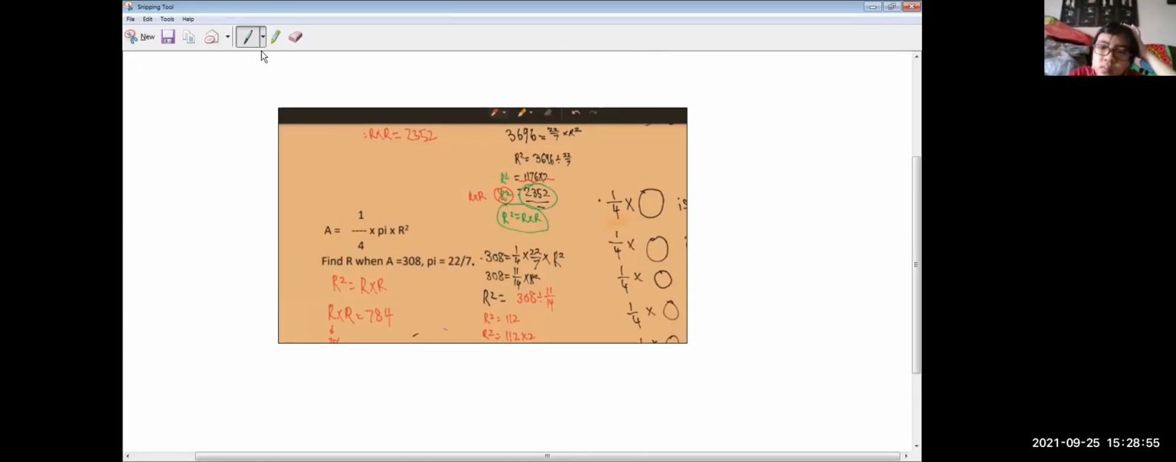Let me just take here. R square is equal to 3696 divided by 22 over 7. So far, so good. What's the answer for this right-hand side? 1176.